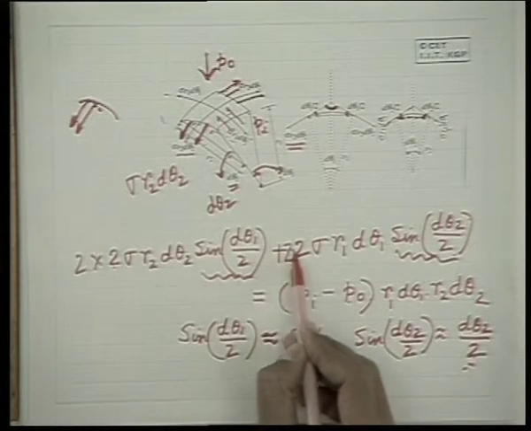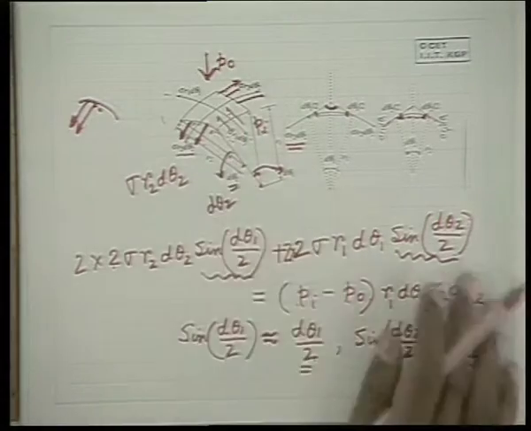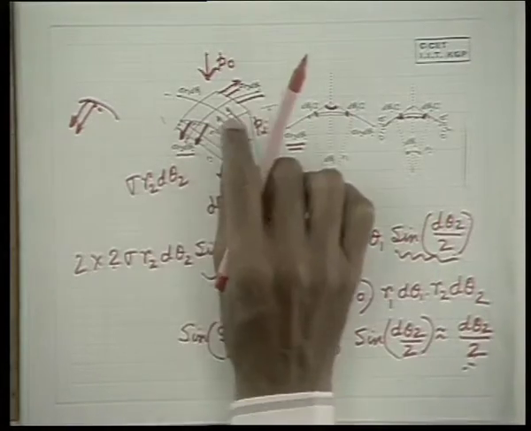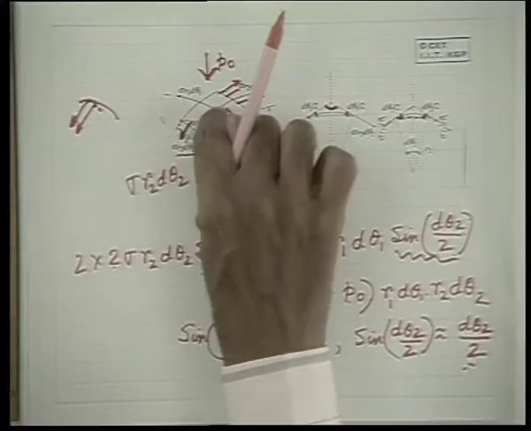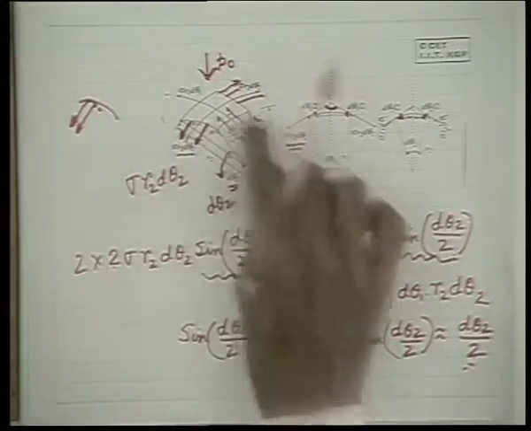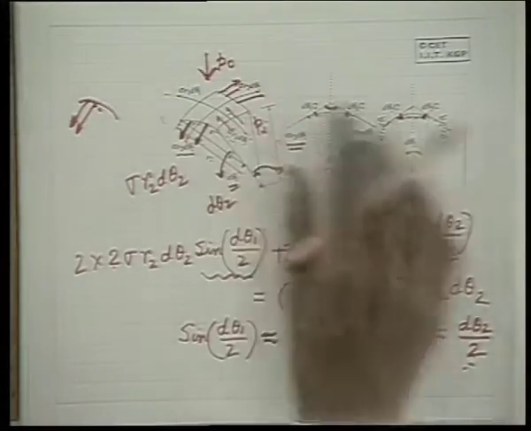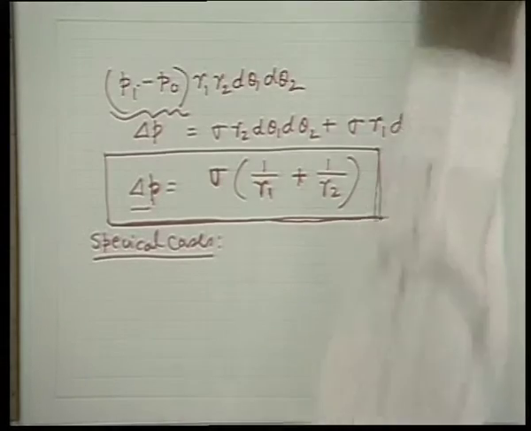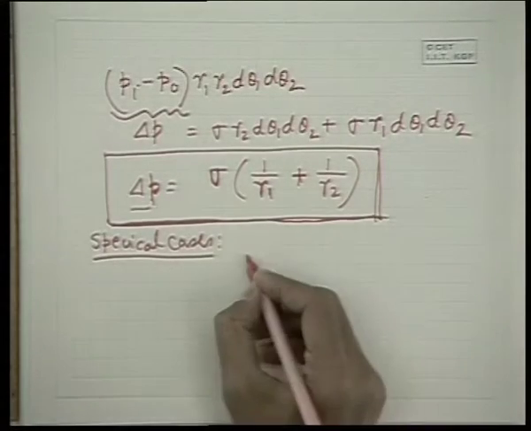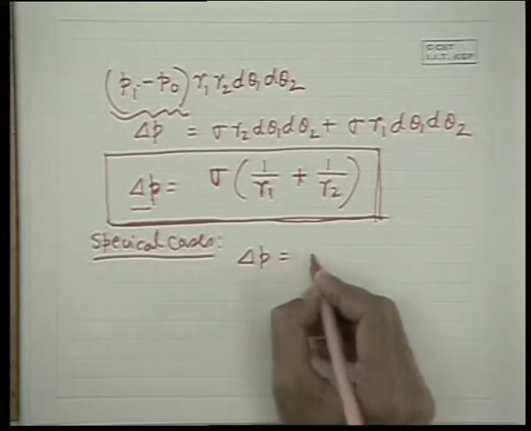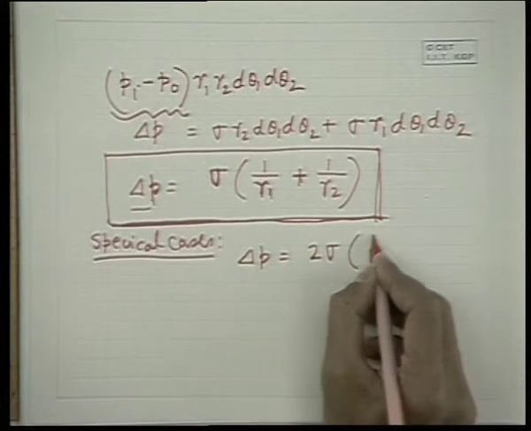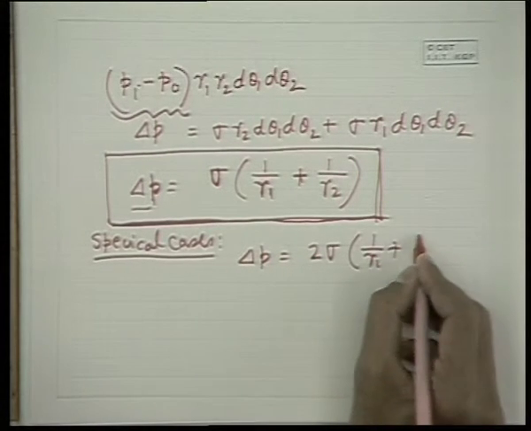So in case of a thin film, the curved surface has a thin film separating gases both on the concave and the convex sides, then simply this will be doubled. That means delta P will be 2 sigma into 1 by R1 plus 1 by R2.